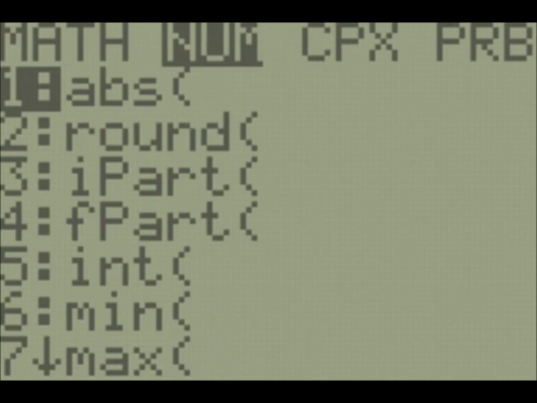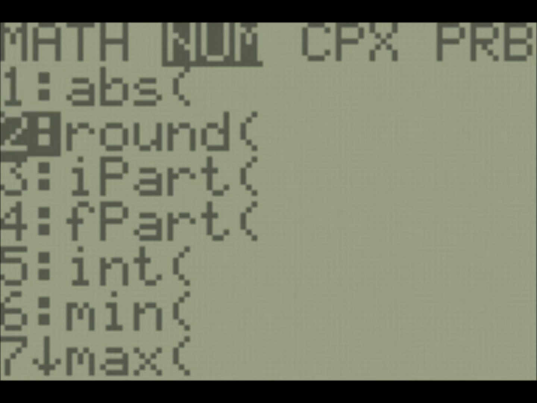So back to mathematical operations, we have our absolute value, which takes negative numbers and makes them positive. That's how it works on real numbers. Next up is the round function.